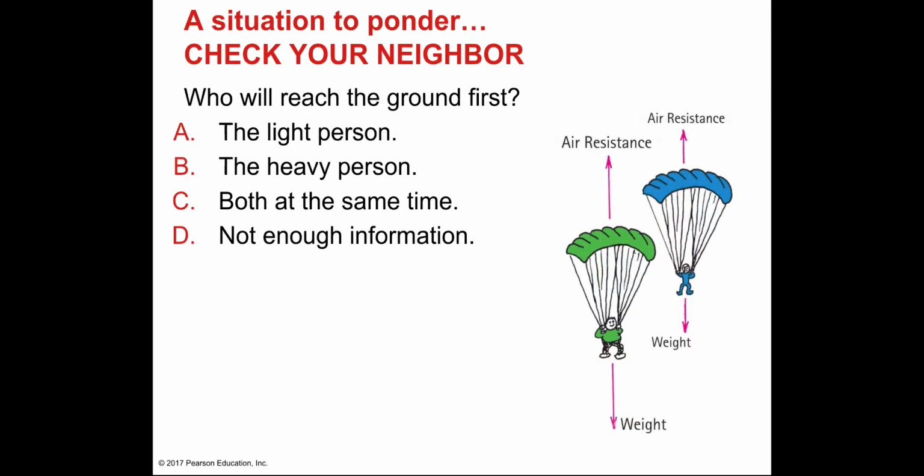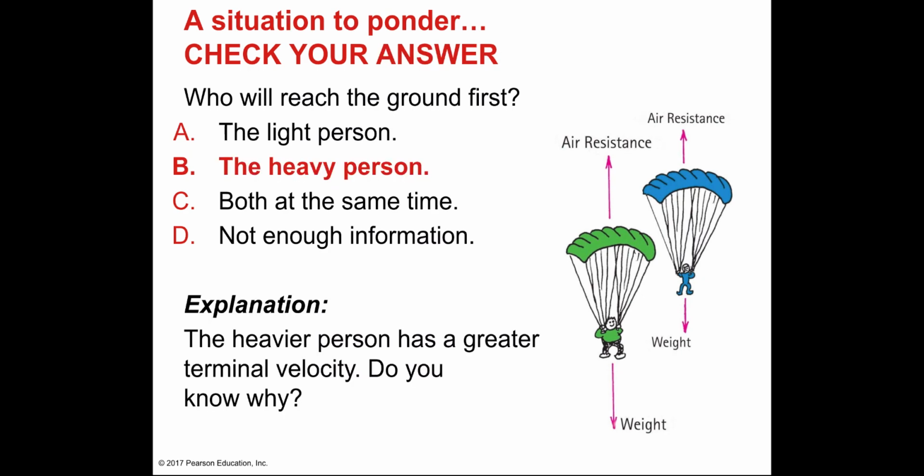Now consider a heavy and a light person with the same size parachute jumping together from the same altitude. Who will reach the ground first? Who is going to reach the ground first? The heavy person. A heavier person has a greater terminal velocity. Do you know why? Think about it.